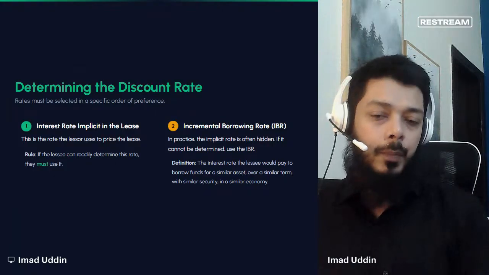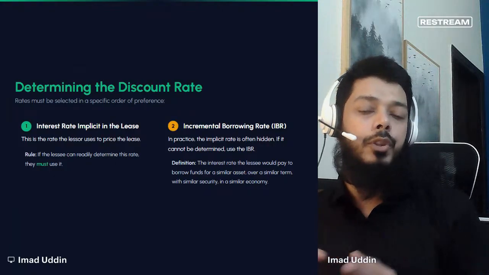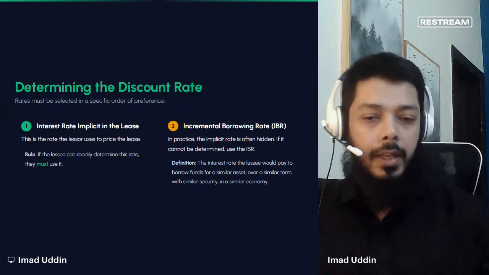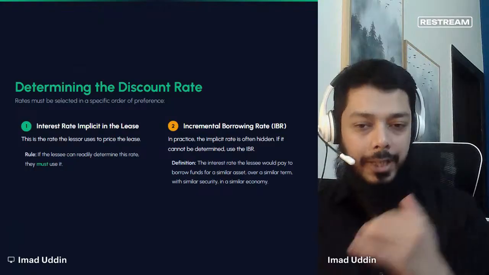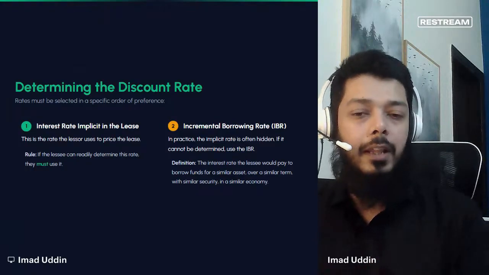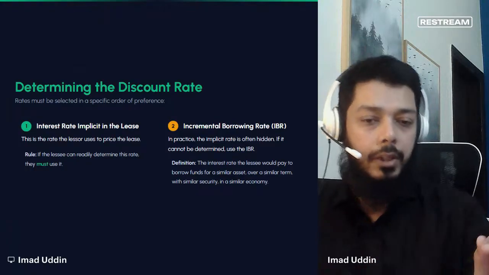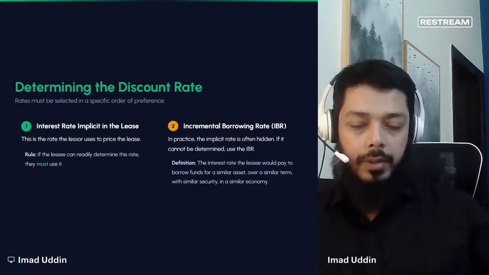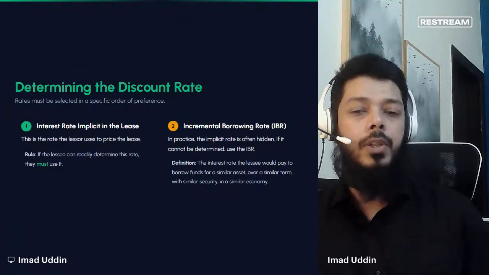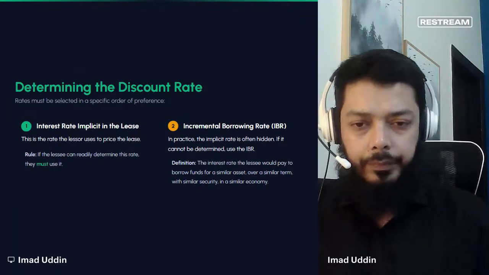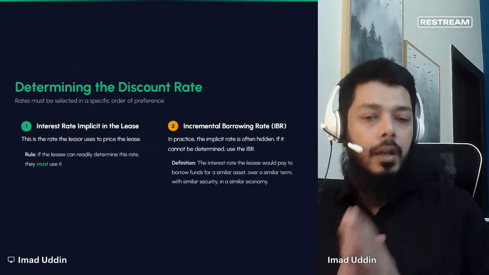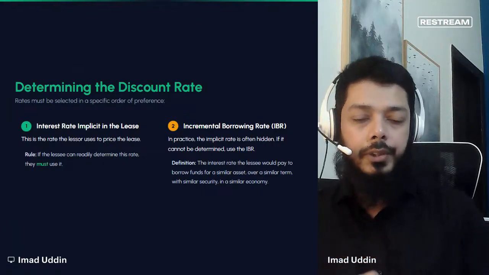But in practice, a lessee is not in the position to know what IRR the lessor is making, and therefore IFRS 16 understands this, the standard setters understand this, and they allow the lessee to use another rate called the incremental borrowing rate. But before we move on to IBR, let's first look at what the interest rate implicit in the lease is. So as we just mentioned, it is the IRR, or internal rate of return, for the lessor.